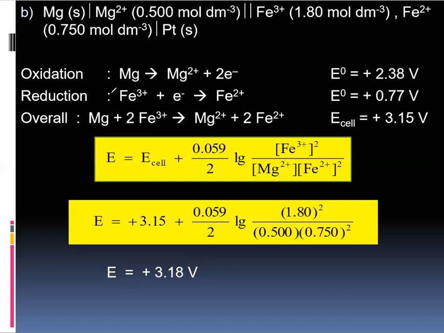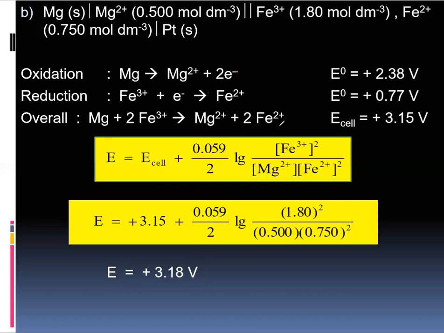For the overall reaction, the number of electrons transferred here is 1 and here is 2. So to balance it, I multiply the second one by 2 and the first one by 1. Multiplying by 1 remains the same, so I don't need to bother. This becomes 2 Fe3+, 2e-, and then 2 Fe2+. I can cancel these 2. If I sum them together, I'm going to have Mg, which is your magnesium, plus 2 Fe3+, to give me my Mg2+ plus 2 Fe2+.